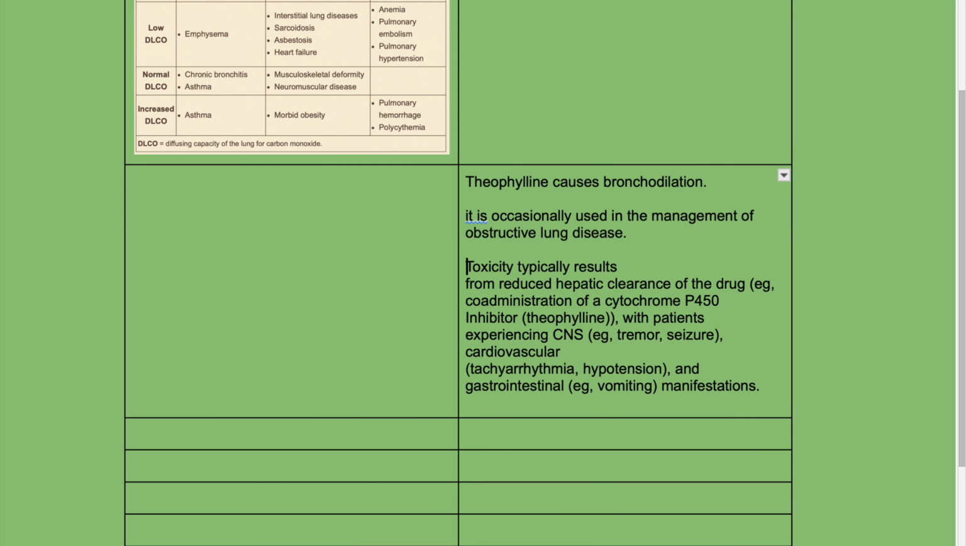Okay, toxicity typically results from reduced hepatic clearance of the drug. For example, co-administration with a cytochrome P450 inhibitor. So you have buildup of theophylline if you're giving a cytochrome P450 inhibitor. Patients experience symptoms like tremors, seizures, tachycardia, tachyarrhythmia, hypertension, and vomiting.